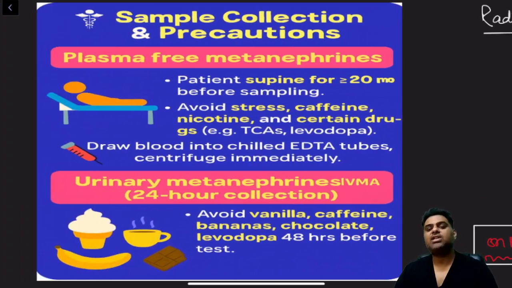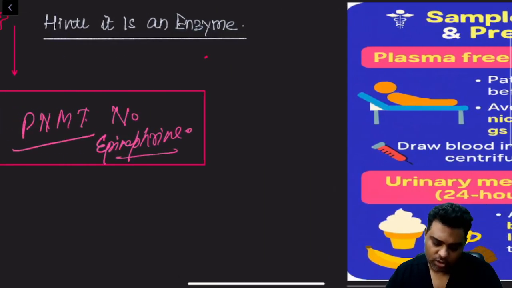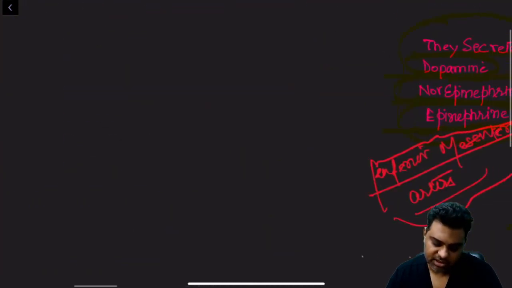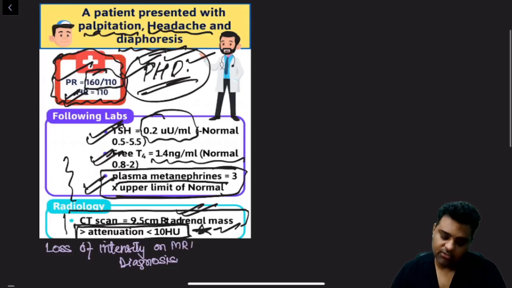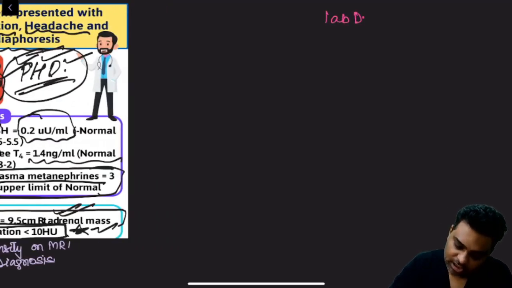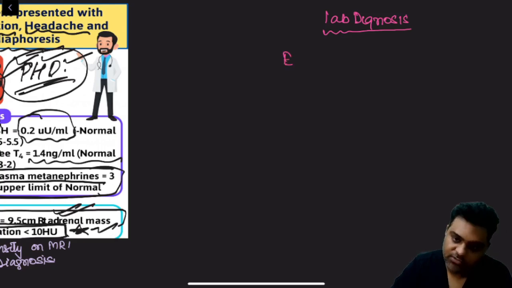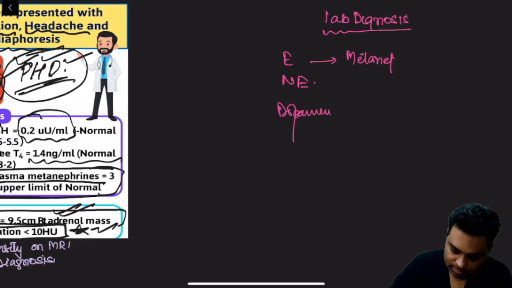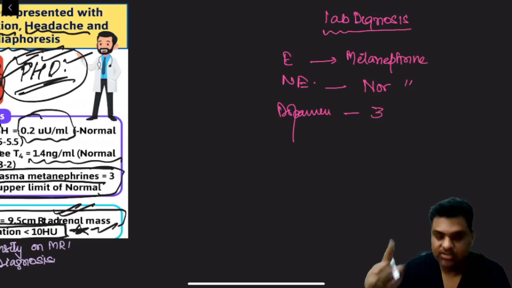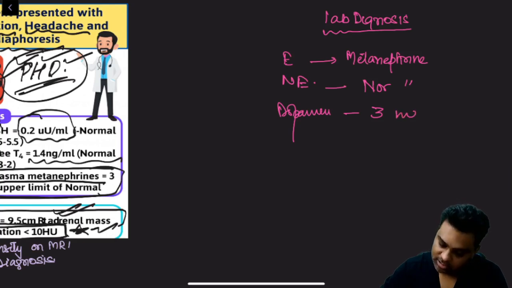Another very important thing is regarding the sample collection. Whenever we do the laboratory diagnosis, we understand three things: that pheochromocytoma can produce epinephrine, E is for epinephrine, N is for norepinephrine, and dopamine. Now, epinephrine will form metanephrine, and norepinephrine will form normetanephrine, and dopamine will form, please remember this, 3-methoxytyramine.